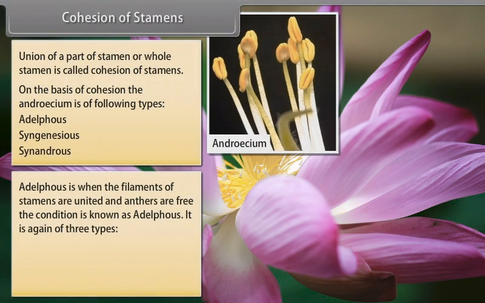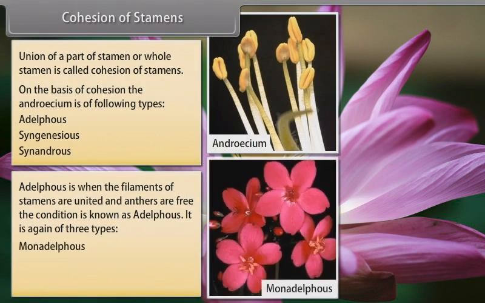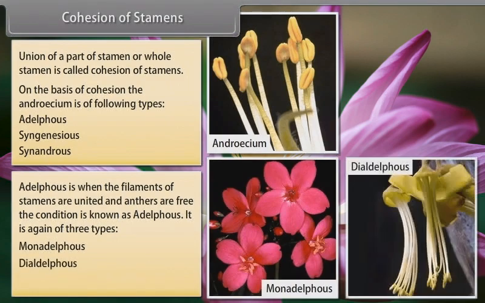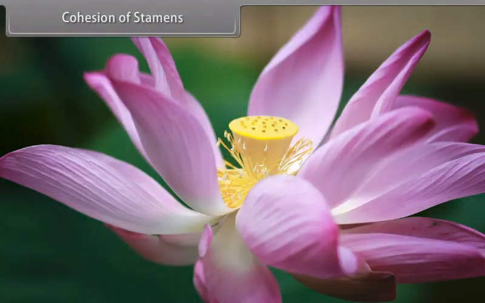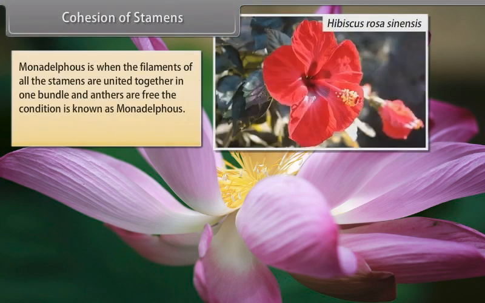It is again of three types: monadelphous, didelphous, polyadelphous. Monadelphous is when the filaments of all stamens are united together in one bundle and anthers are free. The condition is known as monadelphous. Example, Hibiscus rosa-sinensis.